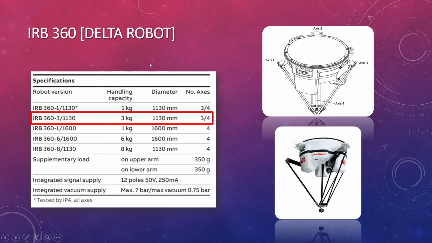The IRB 360, also called a delta robot. I show a robot IRB 360, with a handling capacity of 3 kilograms and a diameter of 1130 millimeters. I use this in this project.